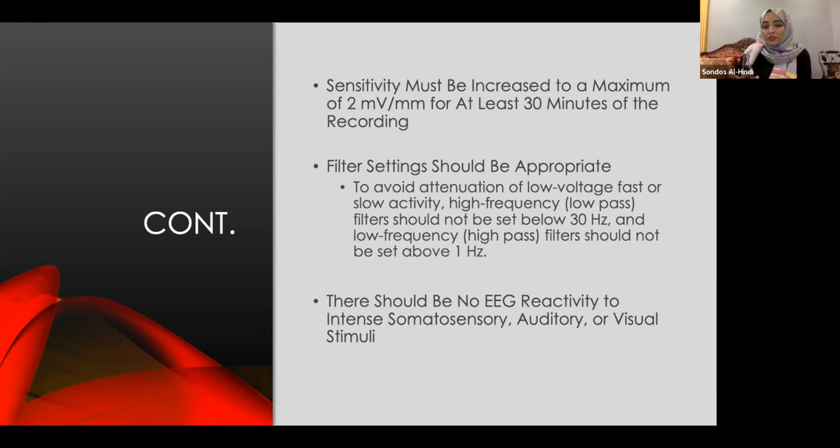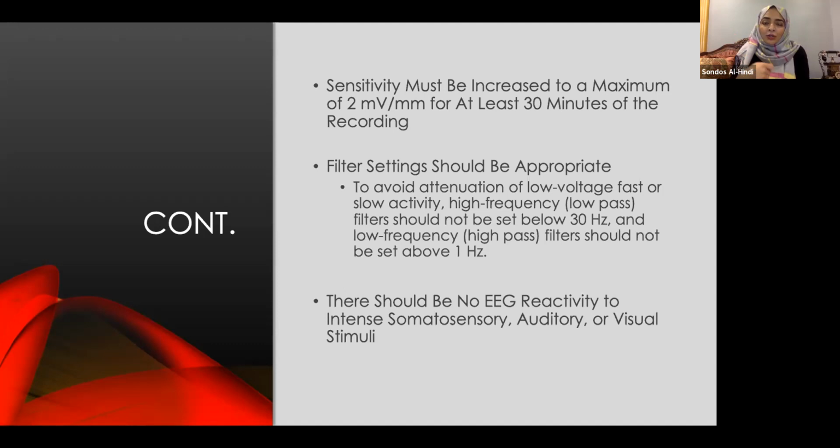Okay, what about filter settings? Again, it's very important to have a clear-cut filter setting when you're reading your EEG and recording it. To avoid any attenuation of low voltage, fast or slow activity, the high frequency filter should not be set below 30 hertz, and the low frequency filter should not be above 1 hertz.